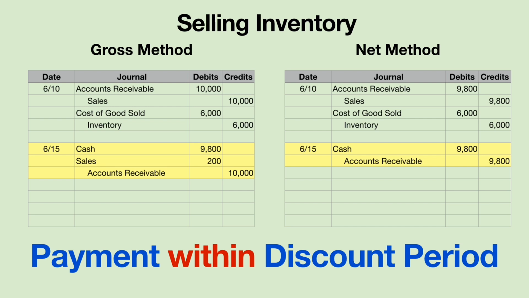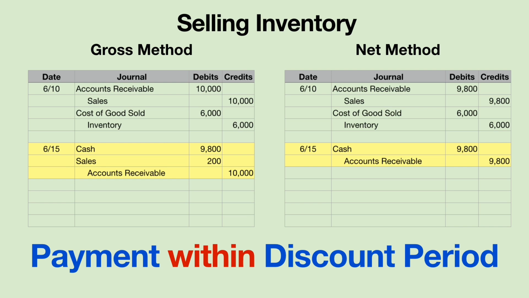If the customer pays within the 10 days, in the gross method, the seller will be receiving $9,800 to settle the accounts receivable balance of $10,000. So in the gross method, we will debit cash for $9,800. We will credit accounts receivable for $10,000 to cancel the balance we previously established. The journal entry doesn't balance, so we need a debit of $200, and that will be an adjustment to the sales account.